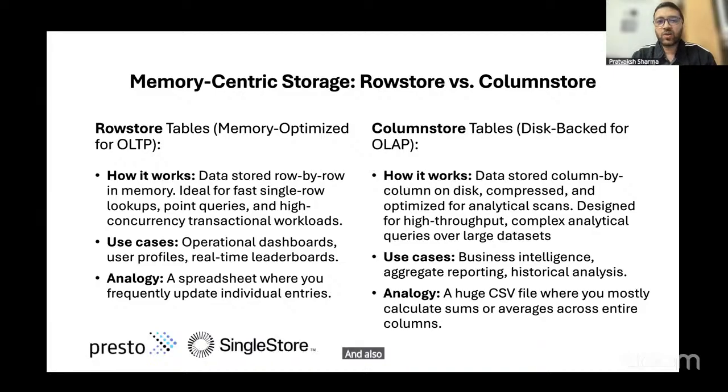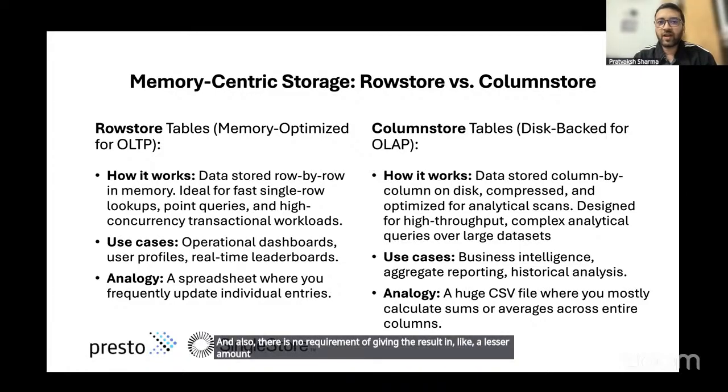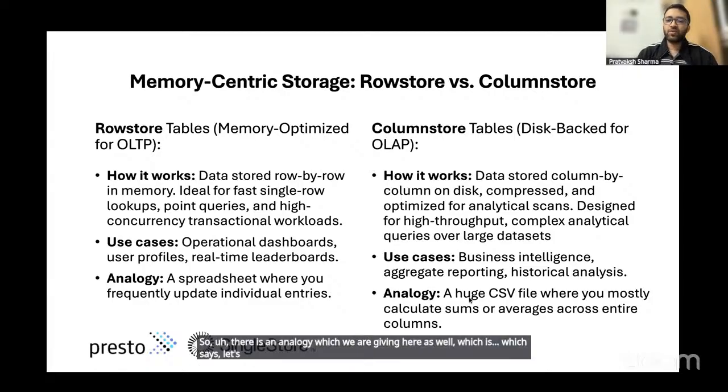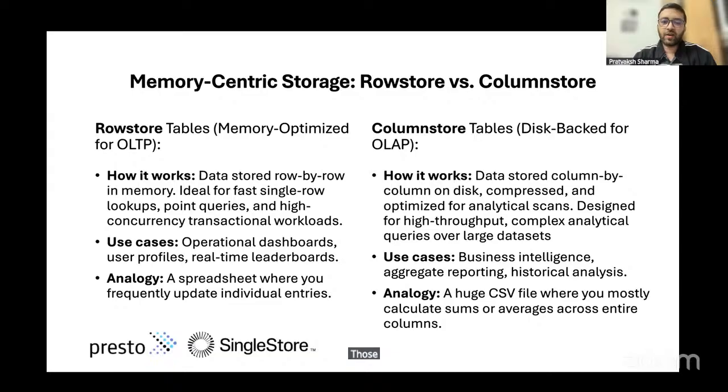And also, there is no requirement of giving the result in a lesser amount of time. Basically, you need to be able to do the aggregations and all the computations on a big chunk of data, and you need to be able to give the results back. There is an analogy here as well: let's say you have a huge CSV file where you mostly calculate sums or averages across entire columns. Those kinds of use cases are more suited for the column store tables, right?